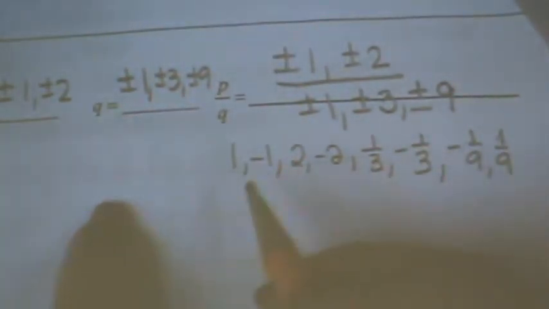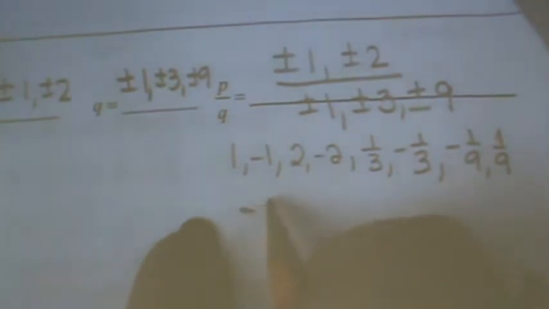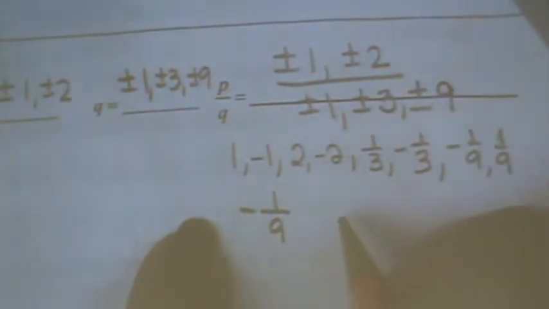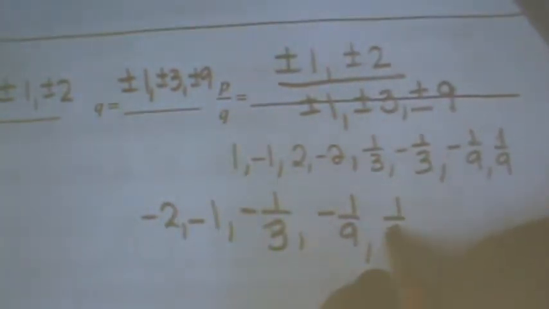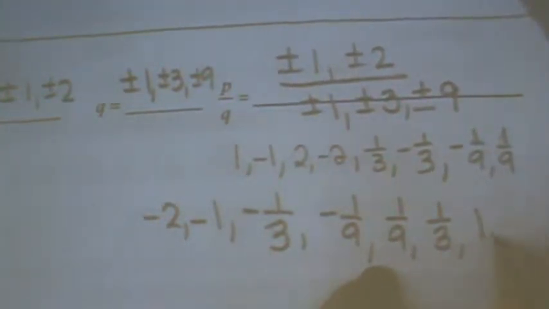So if we start from the left, the smallest number here is -2, then -1, then -1/3, and -1/9. Then next we have 1/9, then 1/3, and then 1, and then 2.